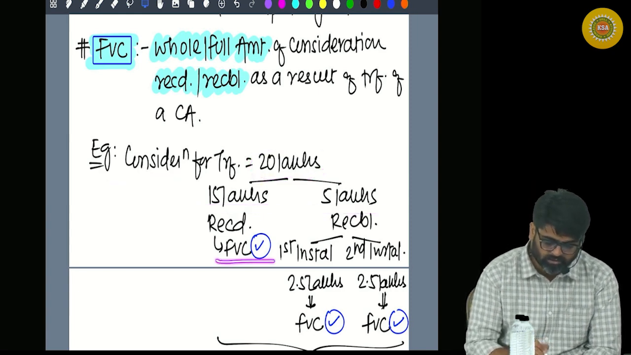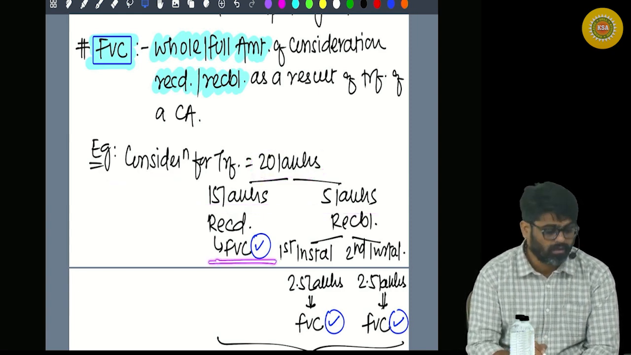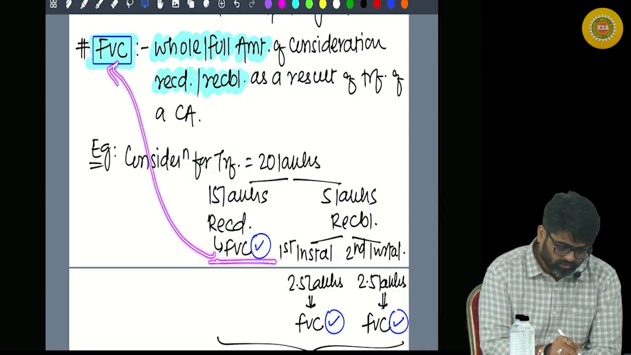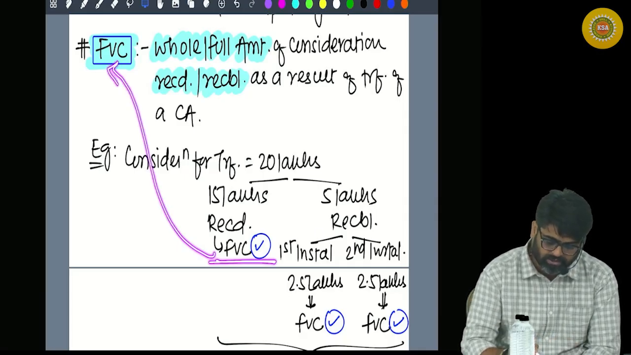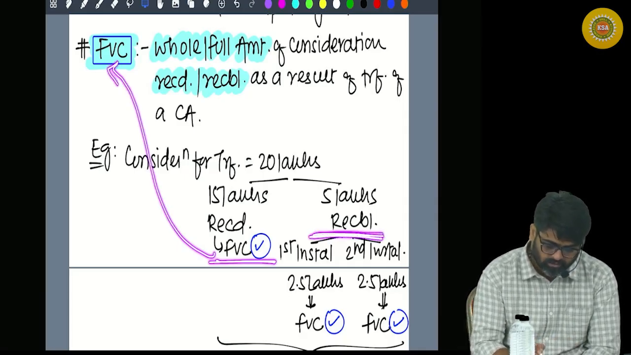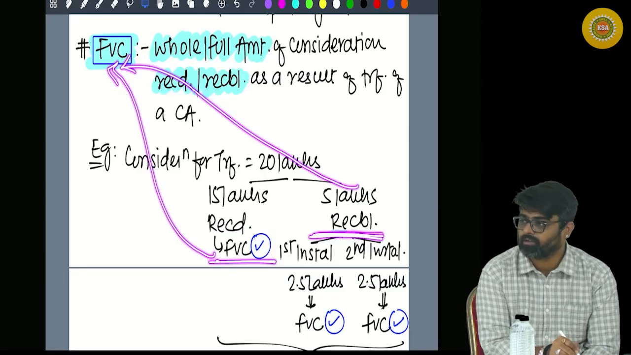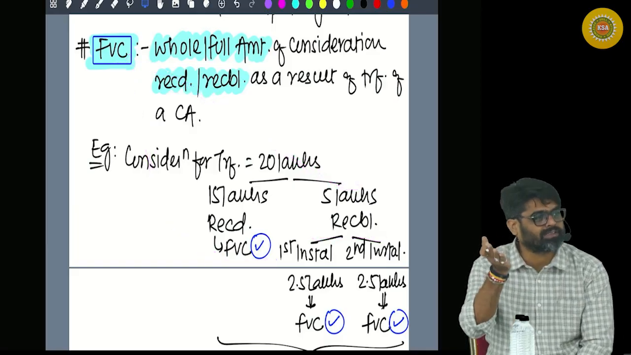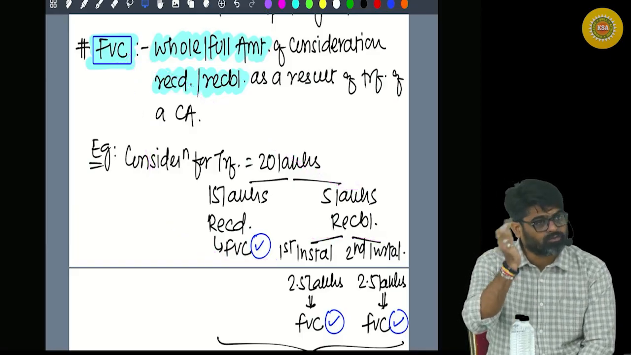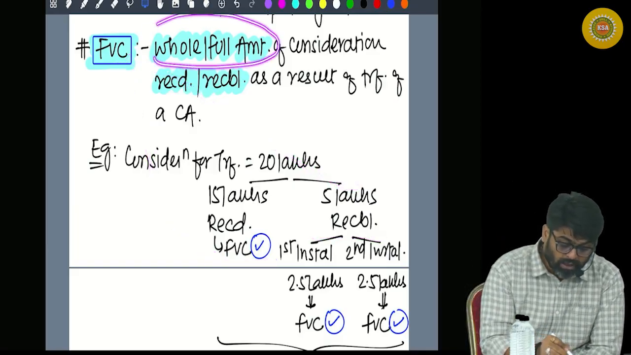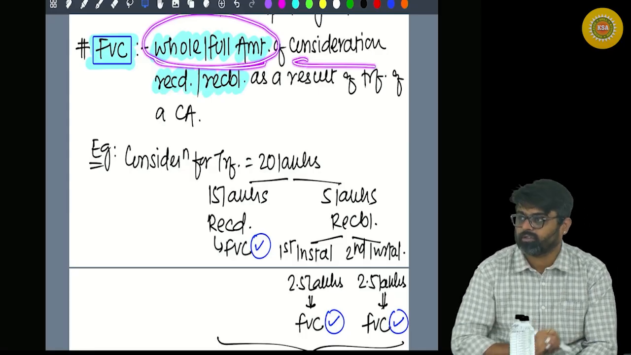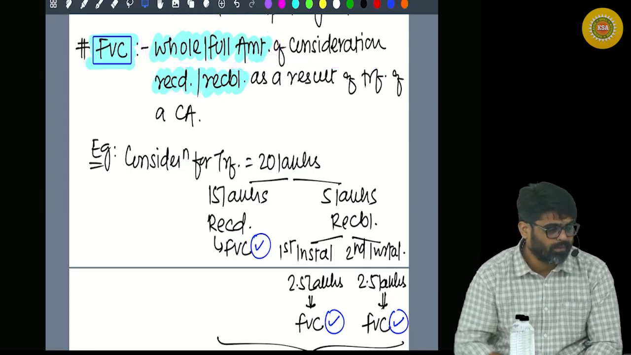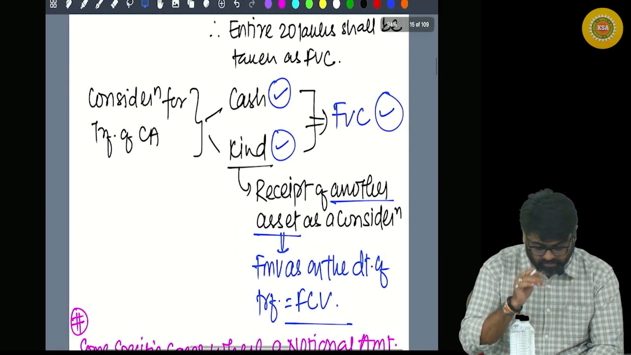How much is received? How much is receivable? Even the consideration received will be considered as your full value of consideration, and the consideration which is receivable will also be considered as a part of your full value of consideration. You are not supposed to take part of the consideration to calculate your capital gain. You are supposed to take the full amount of your consideration to compute your capital gain. Will you remember this? Yes or no?